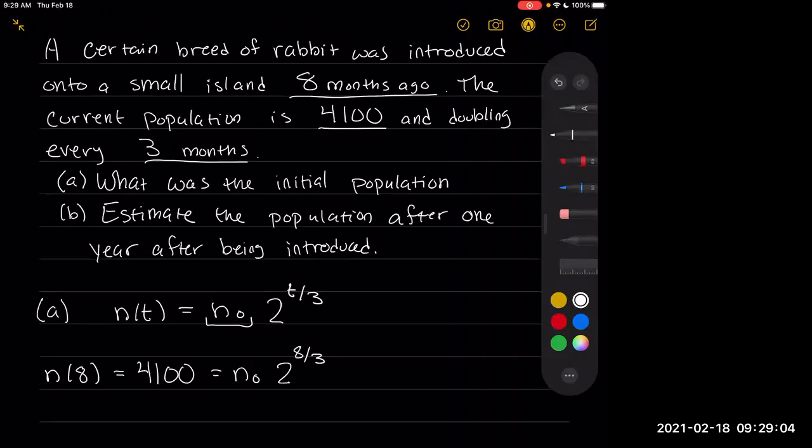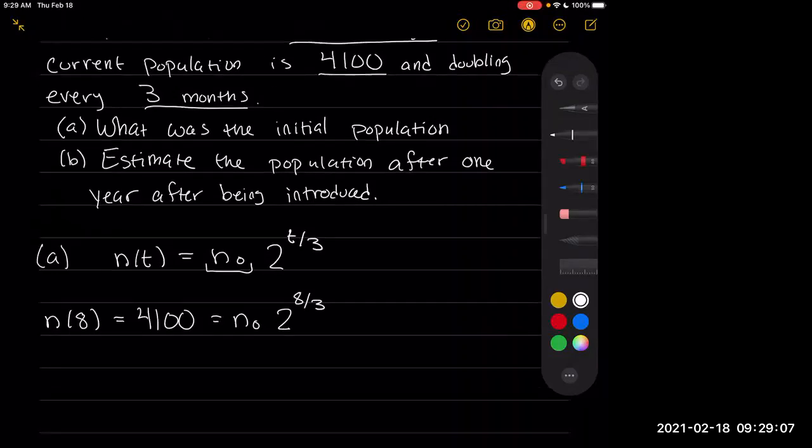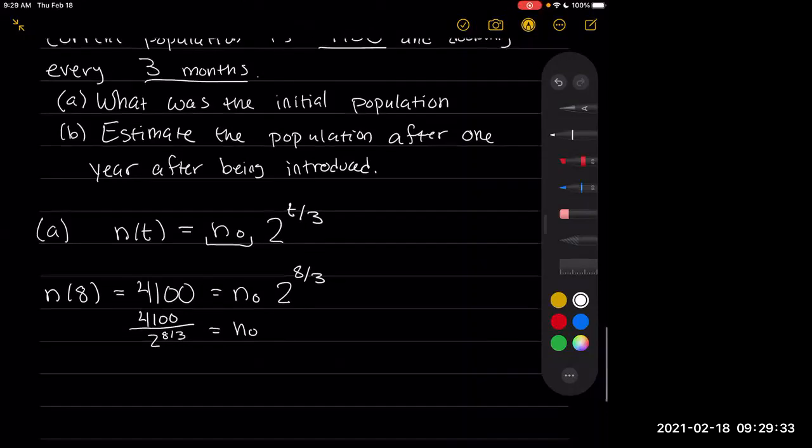So now we're going to solve for N naught. Our first step is going to be to divide 4,100 by 2 raised to the 8/3. So we have 4,100 over 2 raised to the 8/3 equals N naught. And then when you plug this into a calculator, we figure out that N naught is approximately 645. So this is what we're going to use in our model.